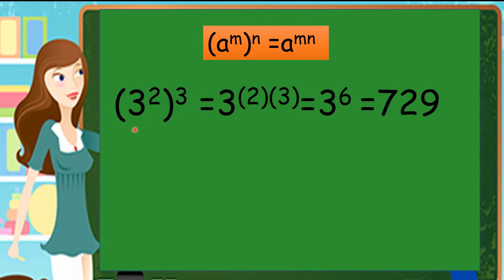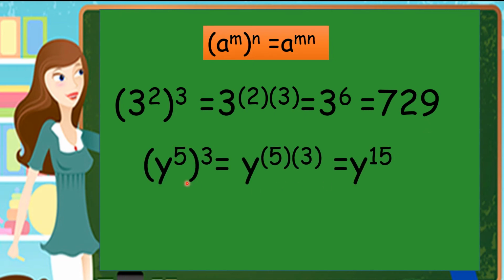So, ang una nating example ay 3 squared quantity raised to the third power or cube. So, i-copy natin ang ating base na 3, then multiply the exponents. So, 2 times 3, ang sagot natin ay 6. So, 3 to the 6th power, so ilang beses mo i-multiply ang 3 sa kanyang sarili, ay 6 na beses. So, ang sagot dito ay 729.